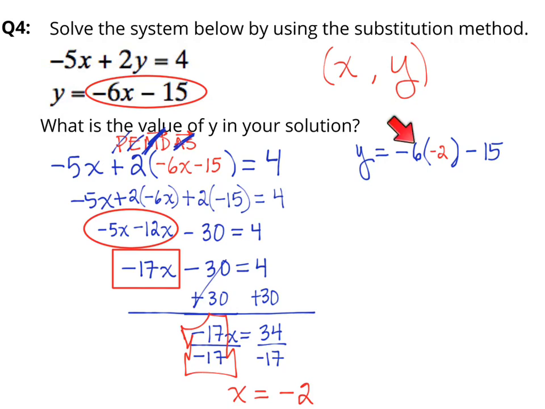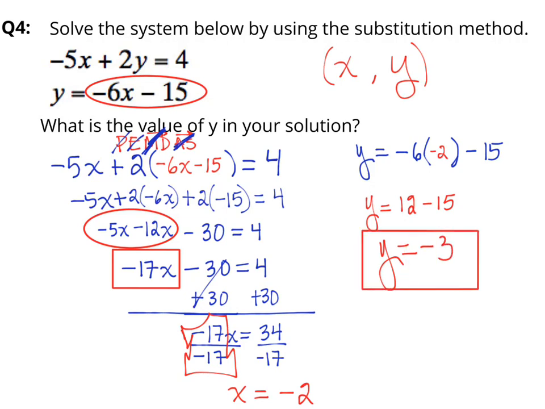Now I have negative 6 times negative 2, and negative times a negative is a positive. So I'm going to get y equals 12 minus 15. y equals, well, 12 minus 15 is negative 3. And this, kiddos, is what you were looking for.